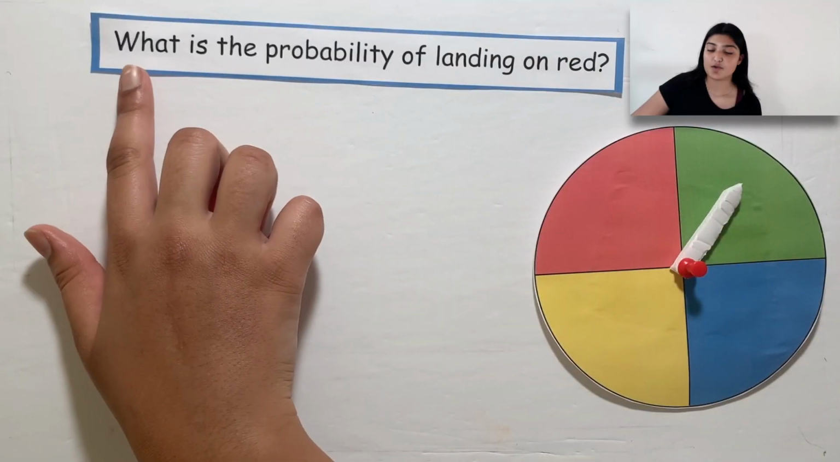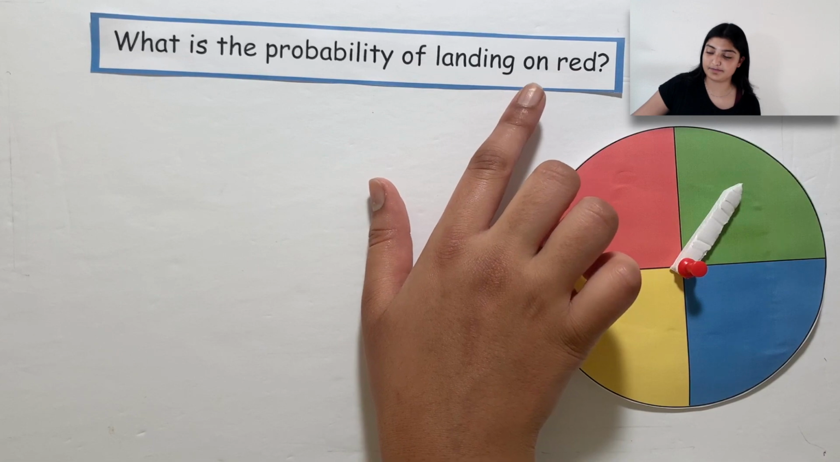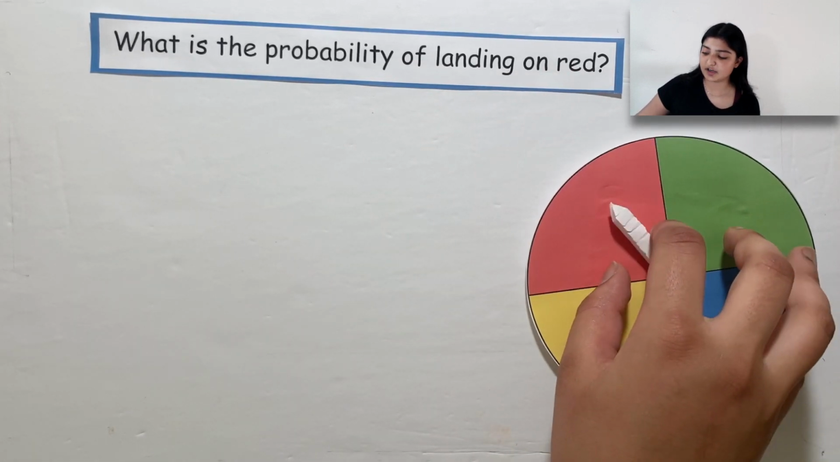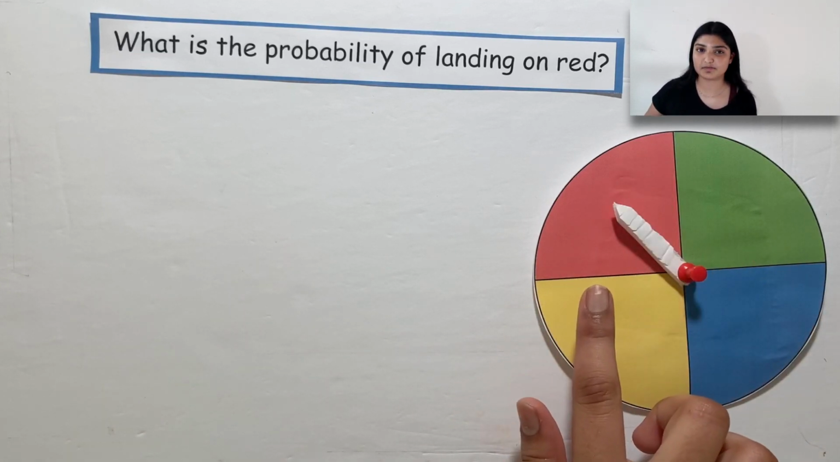Probability, but instead we'll be doing it using spinners. So let's get started with our first question. What is the probability of landing on red? Suppose a spinner does land on red. Well, what are the chances of it landing on this red section?